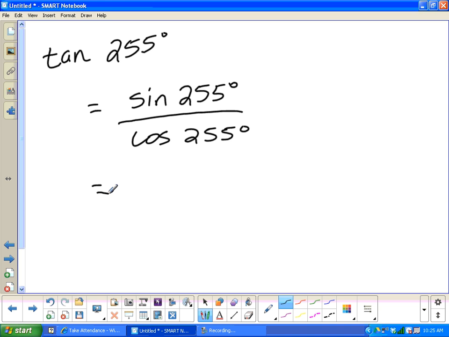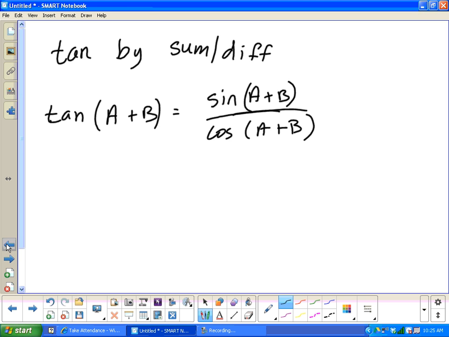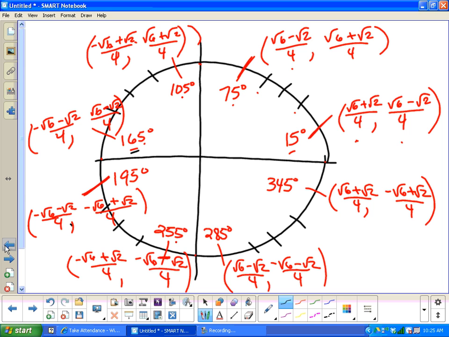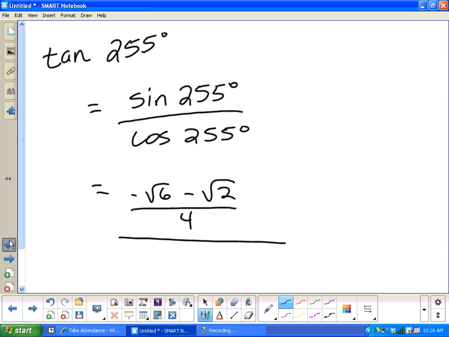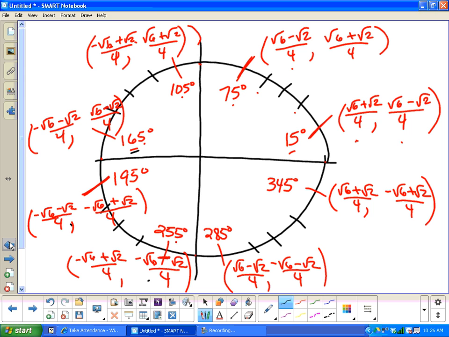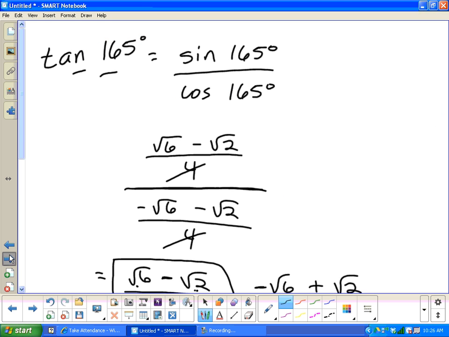All right. Now let's go back to the unit circle that I drew with my 15s in there. So let's go to 255. All right, what's the sine there? Negative square root of 6 minus square root of 2 over 4. All right, now let's go back to the cosine. Cosine of 255 is negative square root of 6 plus square root of 2 over 4. So the square root of 6 was a negative one.